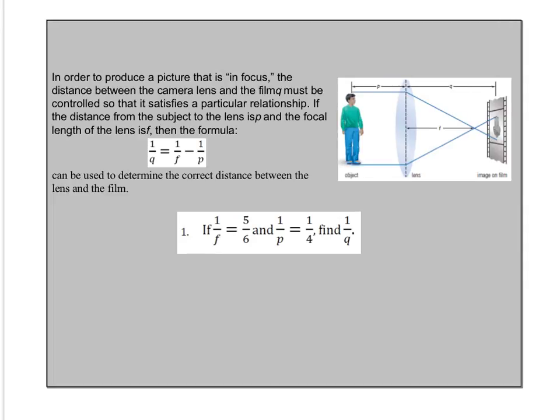So, in order to make a picture that is in focus, the distance between the camera lens and the film must be controlled so that it satisfies a particular relationship. The distance is given below. So that's kind of what I'm looking at. So if I want to take 5/6 minus 1/4 to figure out 1 over q, that's what I need to do.